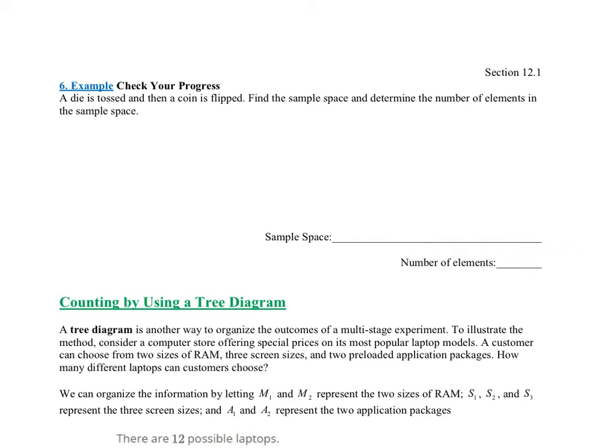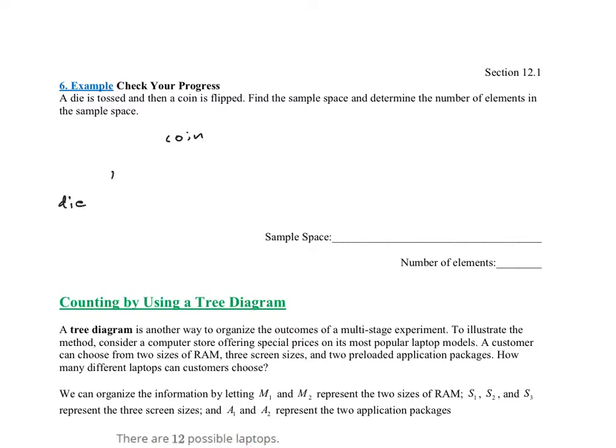So in this next example 6, a die is tossed and a coin is flipped. We want to find the sample space and determine the number of elements in the sample space. Again, we're tossing a die and flipping a coin. That's two separate things. So the first thing that we have is a die, and then we have a coin. Because it's two things, we're going to use a table.